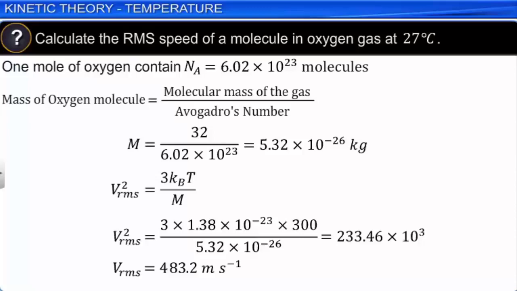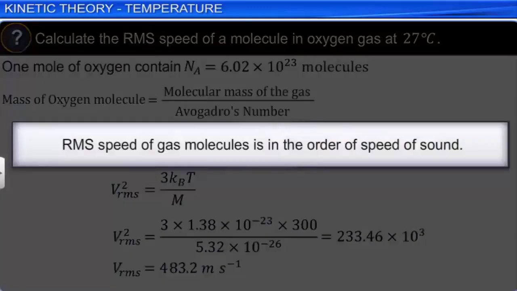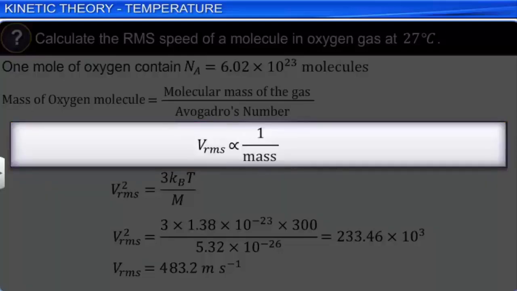From the above numerical example, we can say that the RMS speed of the gas molecules is of the order of the speed of sound at that temperature. This speed depends on the mass of the molecule at a given temperature. Lighter molecules exhibit greater speed because the RMS speed is inversely proportional to the mass of the gas molecule.